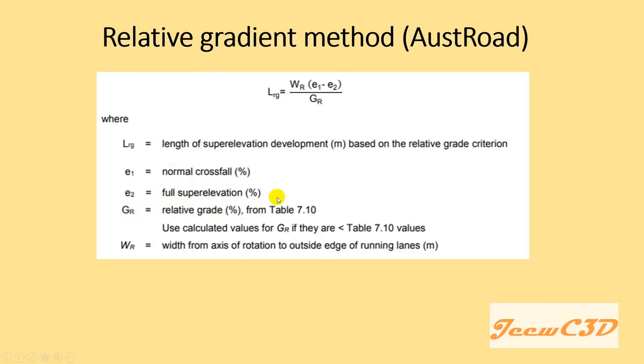This GR is the important value we have to consider in this location. I will give you more detail on this in the next slide. And WR is the width from the axis of rotation to the outside edge of running lanes. That means the lane width actually. In other words, this is the lane width.